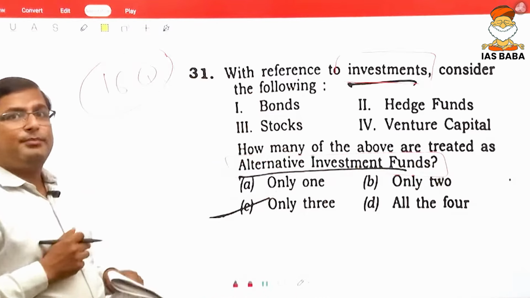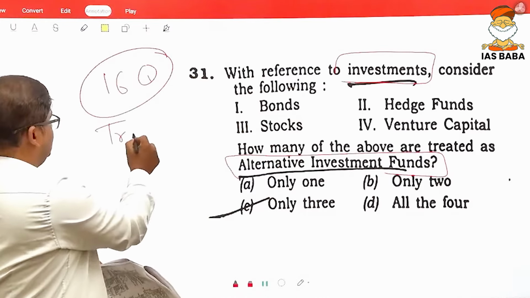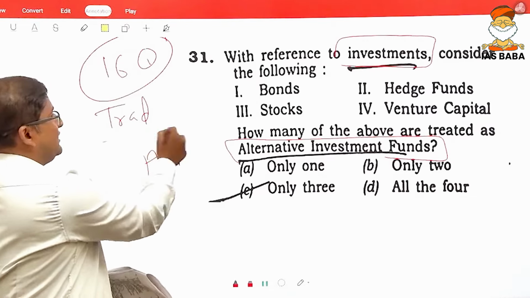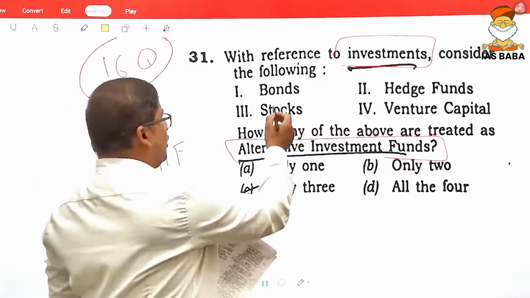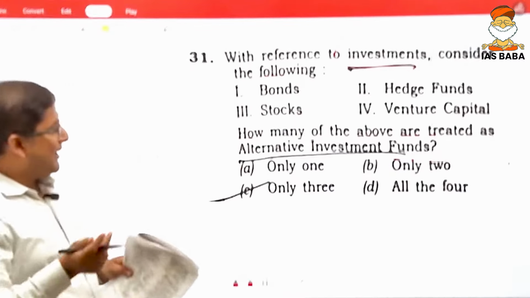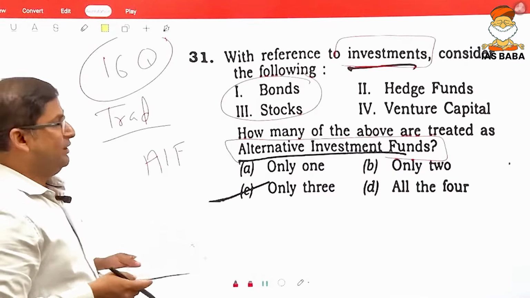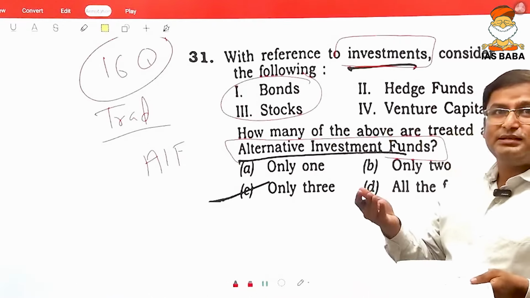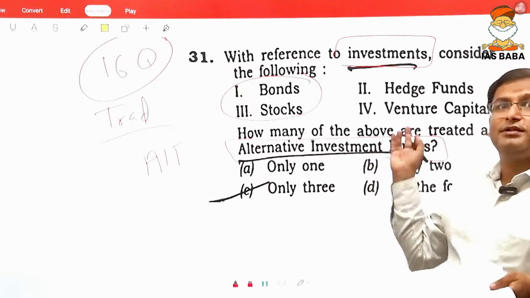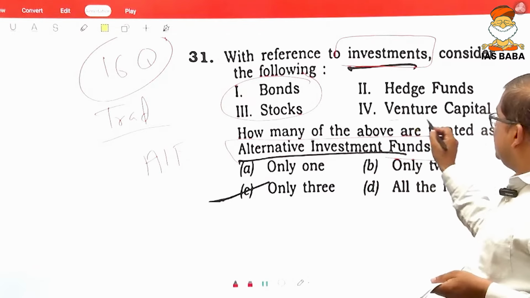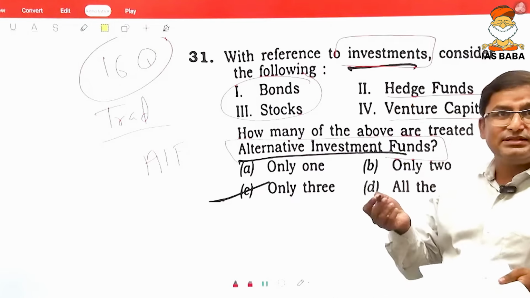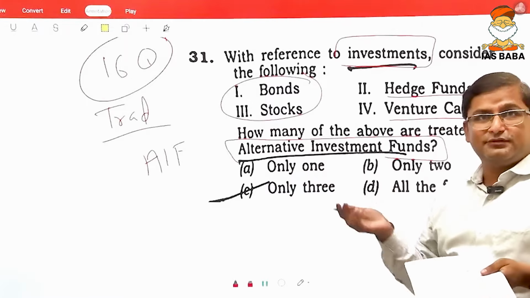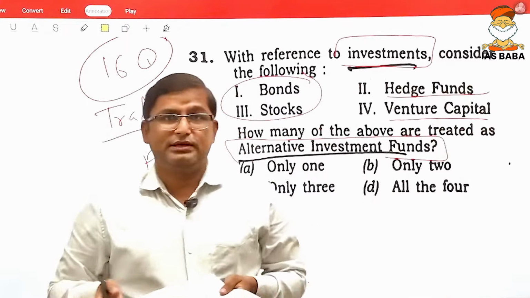See, there are 2 types of fund. One is traditional fund and another is alternative investment fund. In traditional fund, generally we consider bonds and stocks. So 1 and 2 can be easily eliminated. Alternative investment funds are those funds which are generally very risky and are pooled from private investment. Generally venture capital, hedge fund, REITs are considered as alternative investment funds. There are many categories of alternative investment fund which I have taught you in the class also.